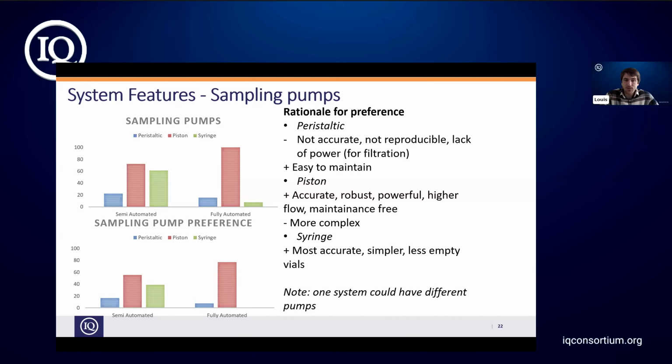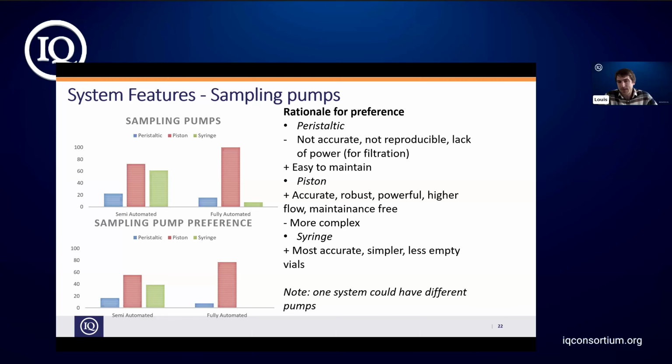And then we also asked, given there's different types of pumps, whether people have any actual preference for a certain type of pump, and that's displayed in the bottom graph. And there you see for semi-automated systems, the preference more or less aligns with the prevalence of the type of pump. So mostly piston and syringe pumps are preferred over peristaltic pumps. For the fully automated systems, the piston pumps are the clear preferred one. And we also asked people to motivate their preference, which I try to summarize here.